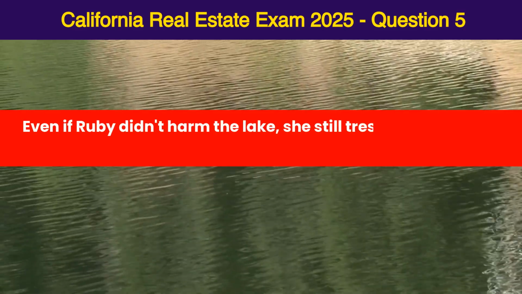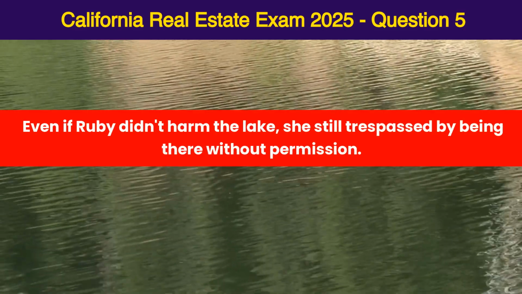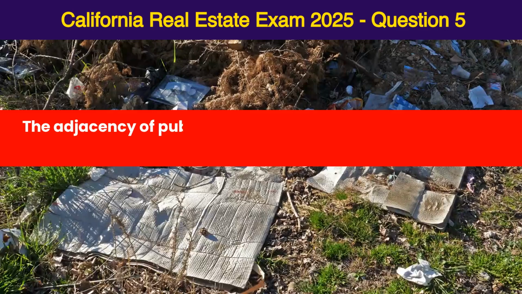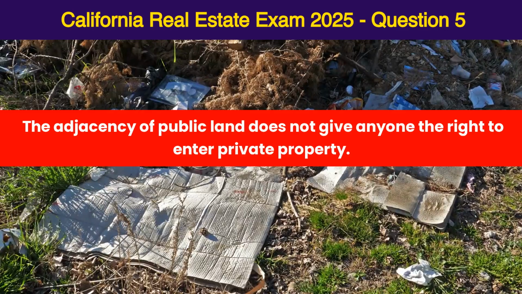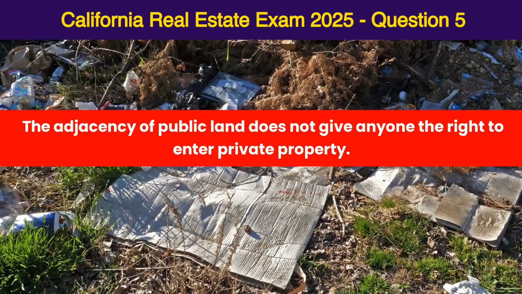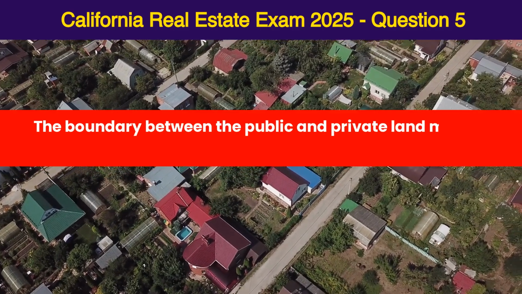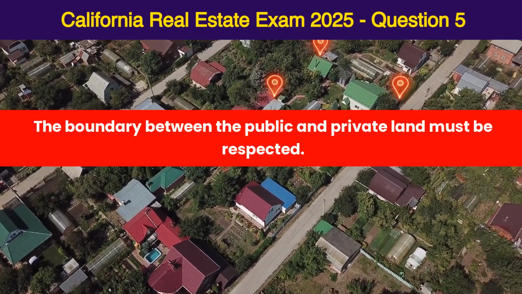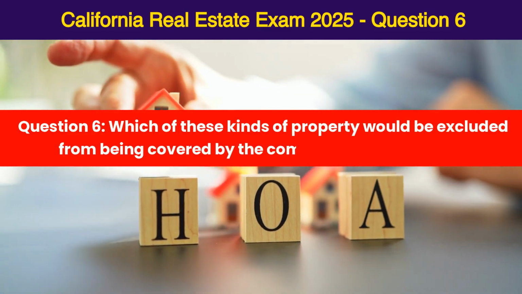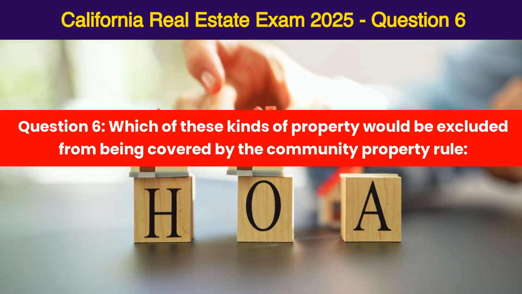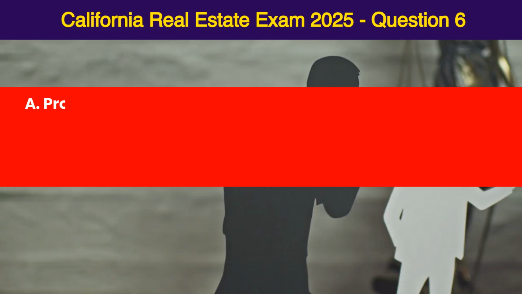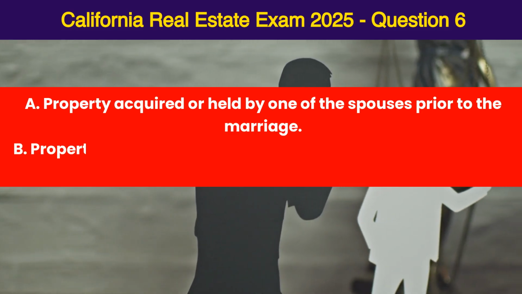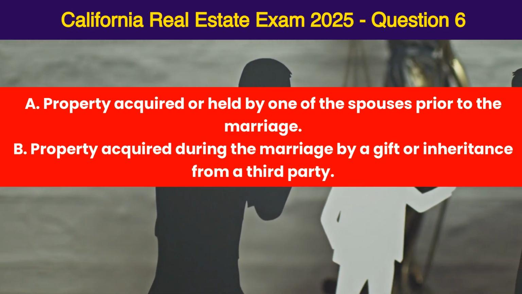Even if Ruby didn't harm the lake, she still trespassed by being there without permission. The adjacency of public land does not give anyone the right to enter private property. The boundary between the public and private land must be respected. Question 6. Which of these kinds of property would be excluded from being covered by the community property rule? A. Property acquired or held by one of the spouses prior to the marriage.